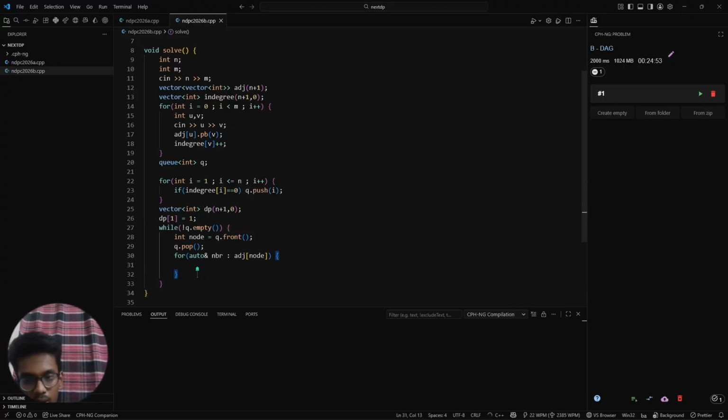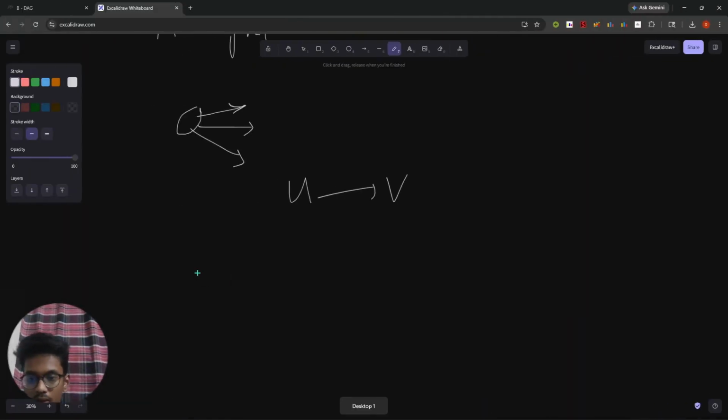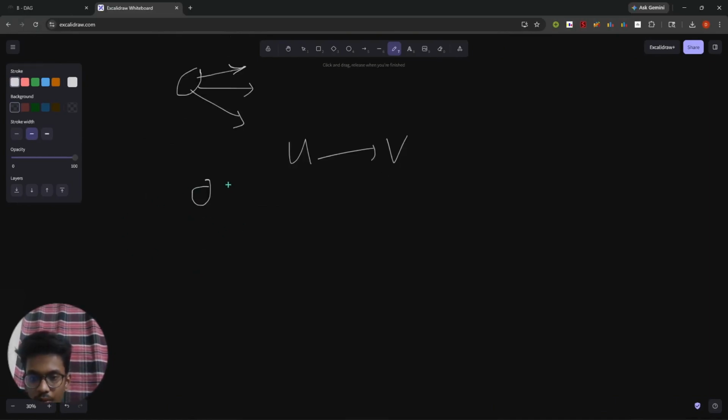But if there's only one node, there's only one path. Like if it's a singleton graph, like there's only one node. That means there's only one path. 1 to n is just one path. You can take it that way, or else think recursively. How would you think recursively?